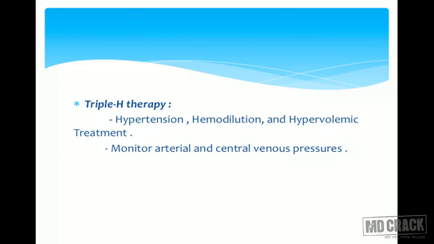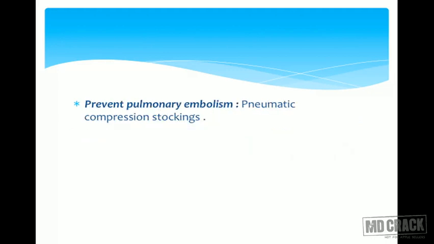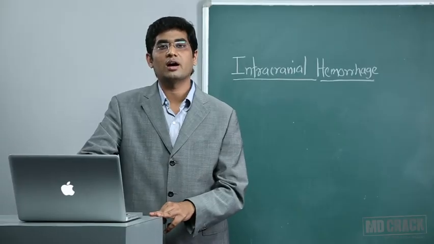For giving this triple H therapy, you need to monitor ICP as well as systemic blood pressure as well as central venous pressure, that is CVP. CVP will guide you how much fluid you need to give. Ventriculostomy or ICP measurement will guide you what should be our ideal blood pressure. Next, and common management for a bedridden patient, is prevention of pulmonary embolism. And here, because of the difficulty with ICP, we have the option of preventing pulmonary embolism by giving pneumatic compression stockings. So that was the discussion regarding intracranial bleed. Thank you.